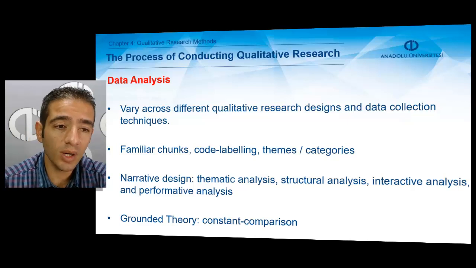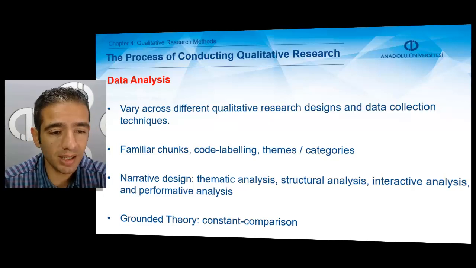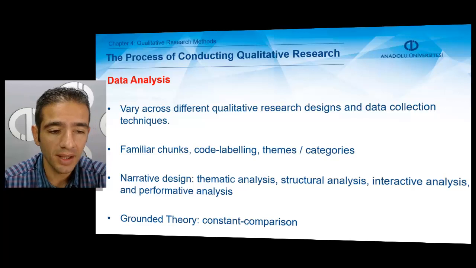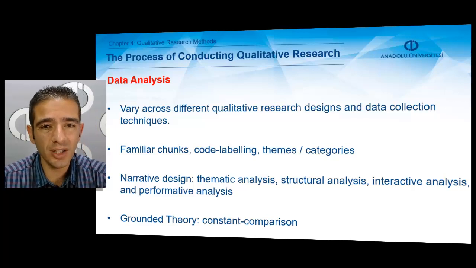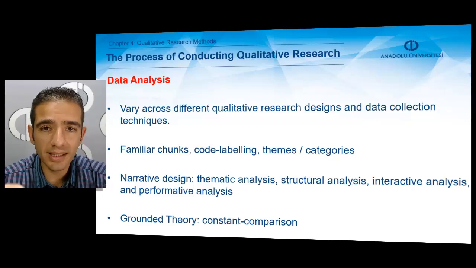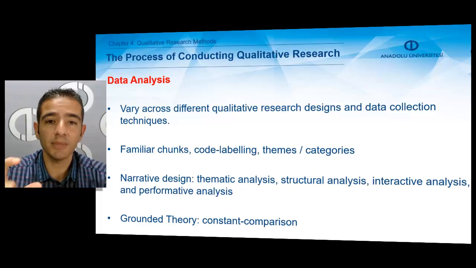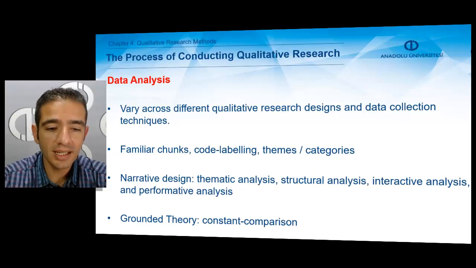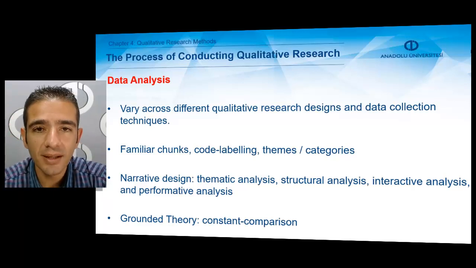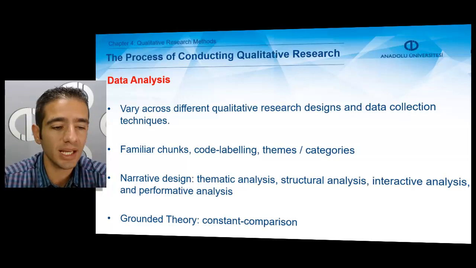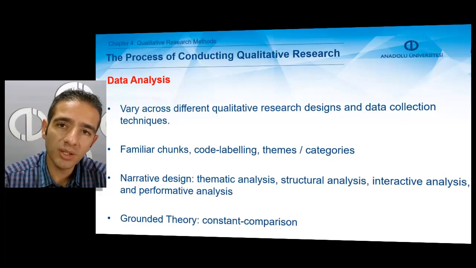And in fact, in qualitative research, the data analysis part can change based on the designs and data collection techniques. But in a very general way, in a very traditional sense, we usually find familiar chunks in the data. We label them. We have some paragraphs that are similar to each other. Then we give some codes, some names to these chunks. And after that, using those codes, we have some general themes under which we put these codes, and we generate themes and categories. It may change based on your design.